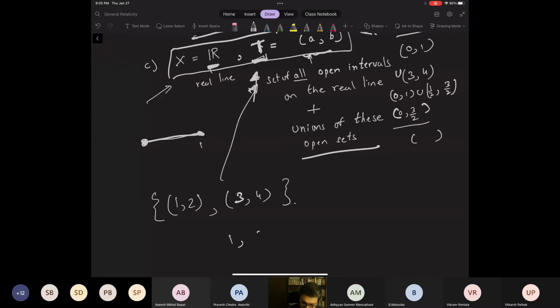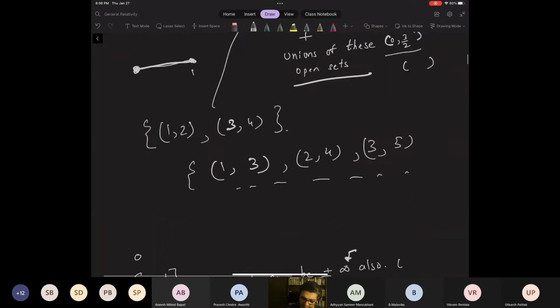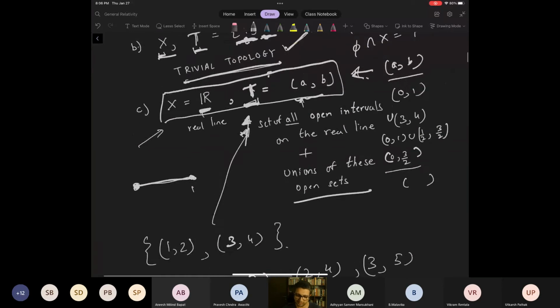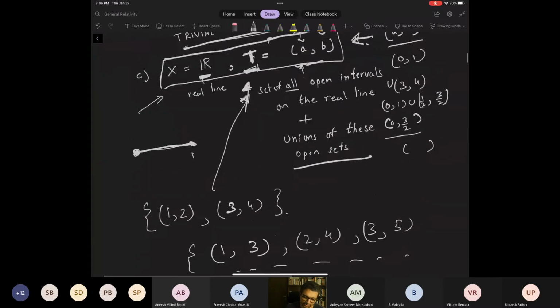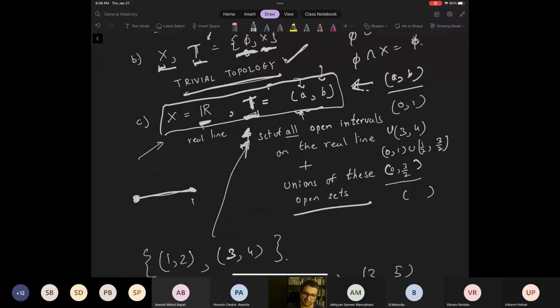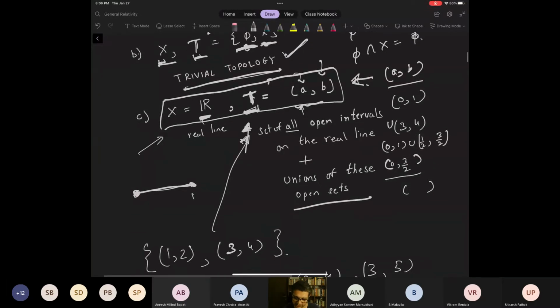So let's say (1, 3), (2, 4), (3, 5), and so on. If we take the union of all of these and you have an infinite number of them, then you will get something like (1, infinity). And this will also belong to T, because as we said, you can extend a and b all the way up to plus or minus infinity. So the union of any arbitrary number of open sets, or things belonging to T, also belongs to T. So this satisfies the second criterion.